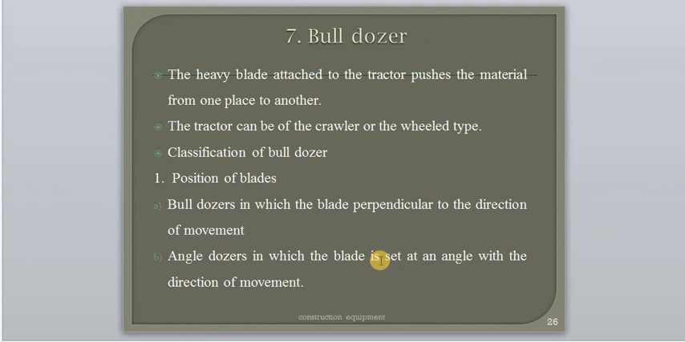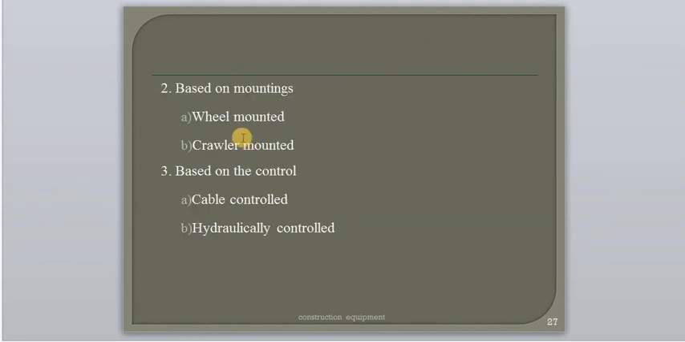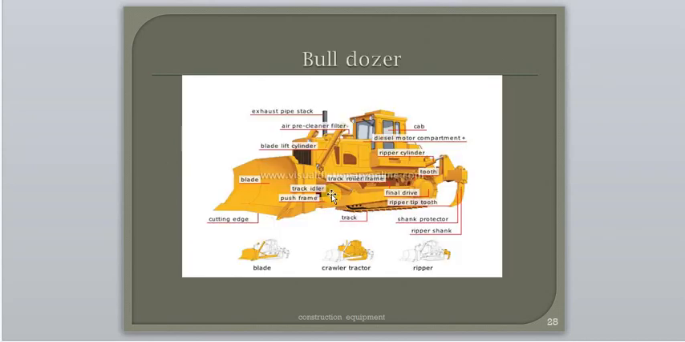Second point, based on mounting, in some cases there is wheel mounting, and in some cases crawler mounting. Again, based on the control, it may be cable controlled or hydraulically controlled. These are again bulldozers. There is a figure for this, and various parts are listed in this figure.